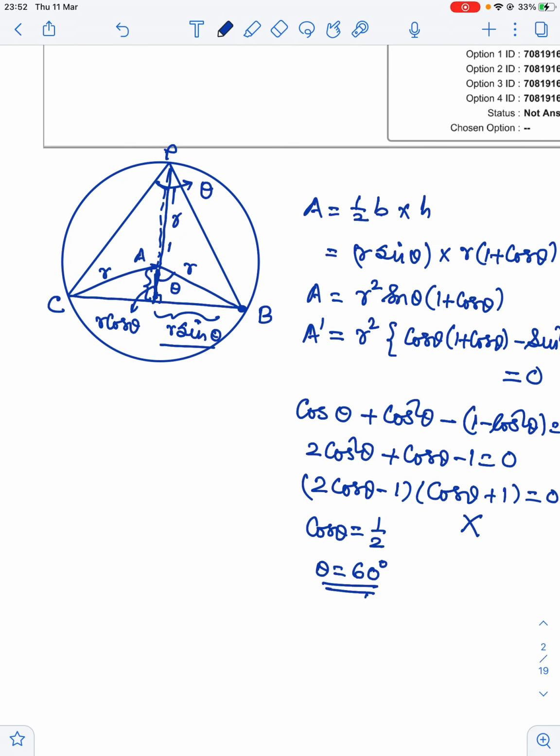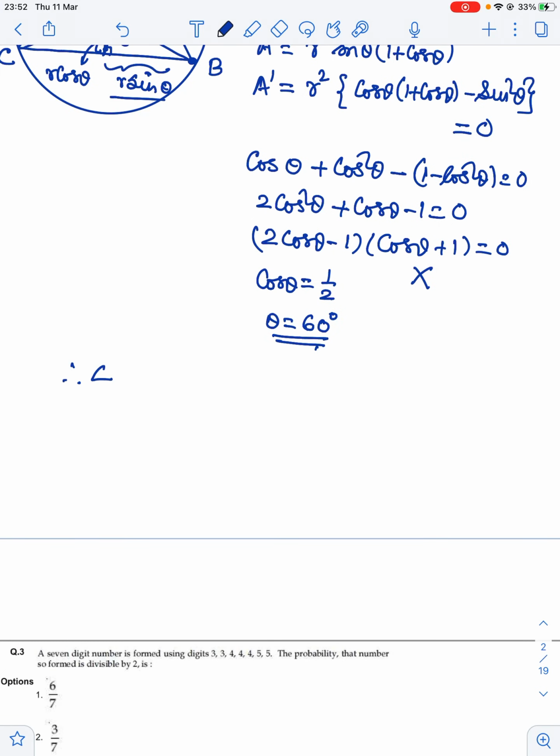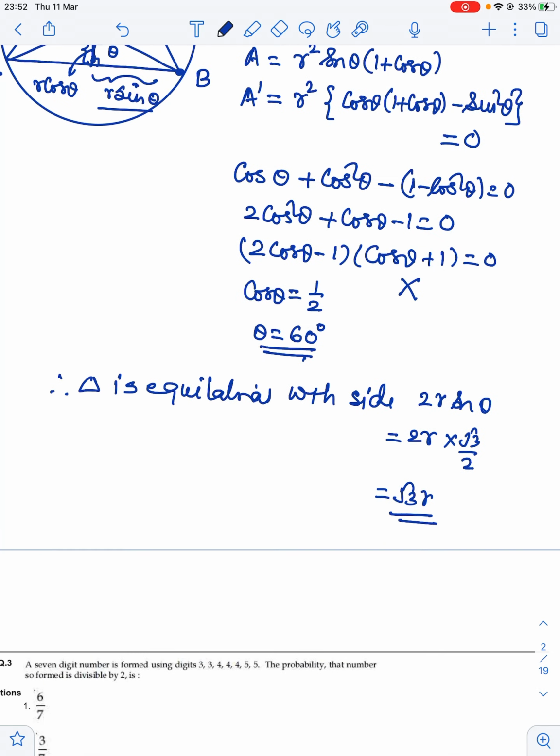So in the figure we can see the triangle, one vertex angle is theta and these two sides PC and PB are also equal as we started from the isosceles triangle. So it is nothing but an equilateral triangle with side, one of the sides we know is CB, which is 2r sin theta. So 2r into root 3 by 2. So this is root 3 r. That means the required triangle is an equilateral triangle with side length root 3 r.